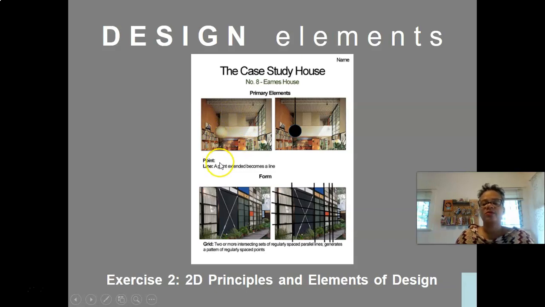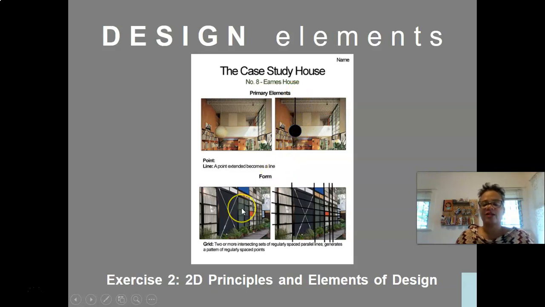Then what you're going to do is find the element or two, there may be more, and you're going to draw on top of it, preferably in the computer, and diagram it for me. So here's my point. You will write point and define it. And then there's my line, and you will write line and define it. So there's my line, there's my point.